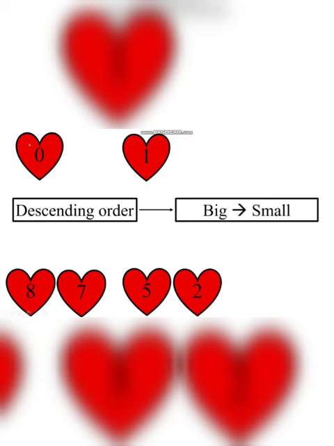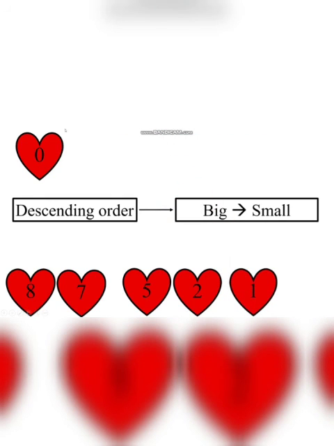So we'll pick 2. Only 2 numbers are left. Now which number is big, 0 or 1? Yes, 1. So we'll pick 1. And last, only 1 number is left. So this is 0. Very good.